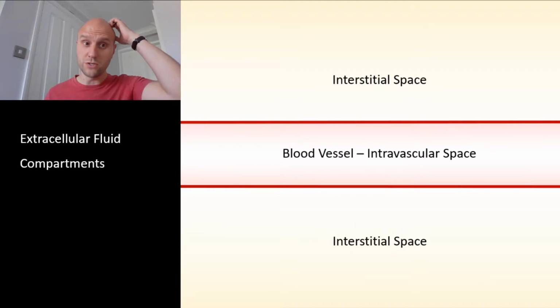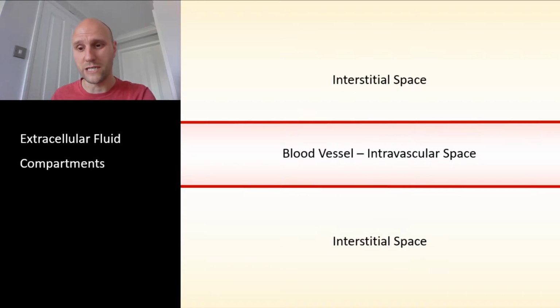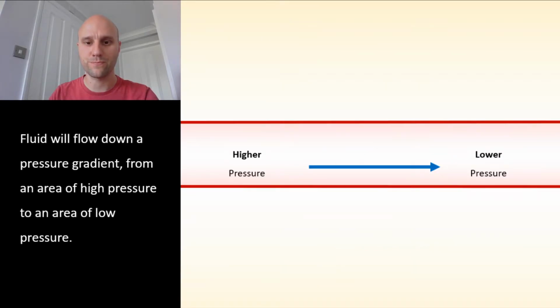So I'm going to introduce you to another oversimplified diagram. You'll see through the middle we've got a blood vessel, and within there we've got the intravascular space, and either side of that we've got some interstitial space. That's the space between the blood vessels and the cells. So this is all extracellular fluid compartments. And we'll recall that fluid will flow down a pressure gradient, so it will move from an area of high pressure to an area of lower pressure.